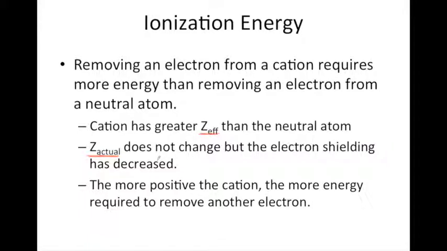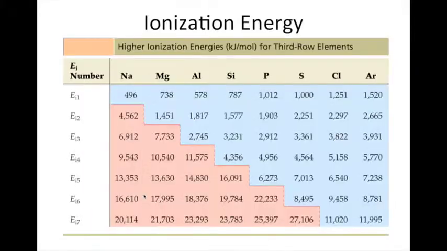So the more positive the cation, the more energy required to remove the next electron. So as we said before, removing an electron from a neutral atom requires some energy. A +1 cation, more energy. A +2 cation, even more energy, etc.